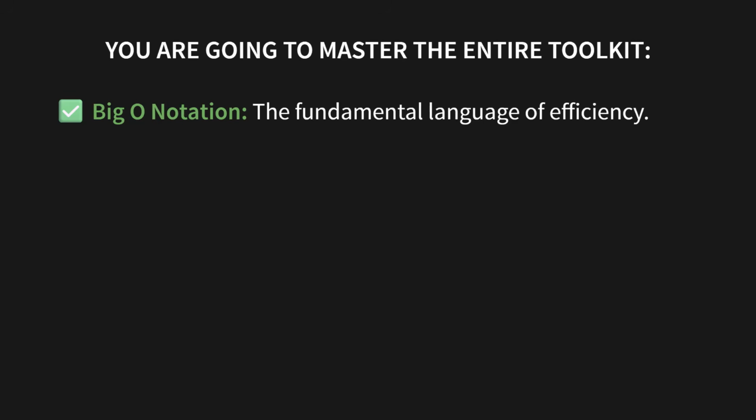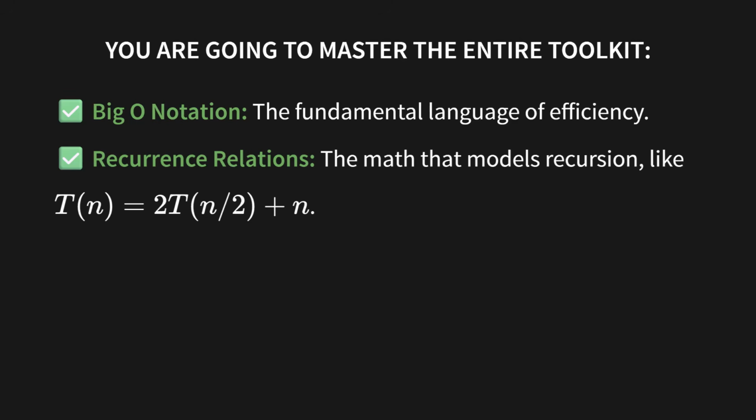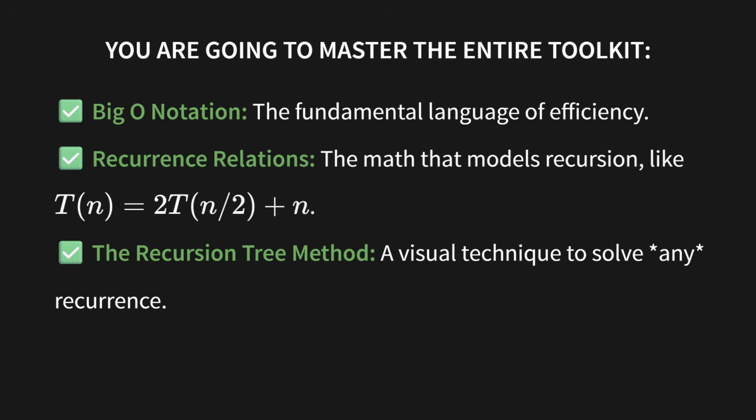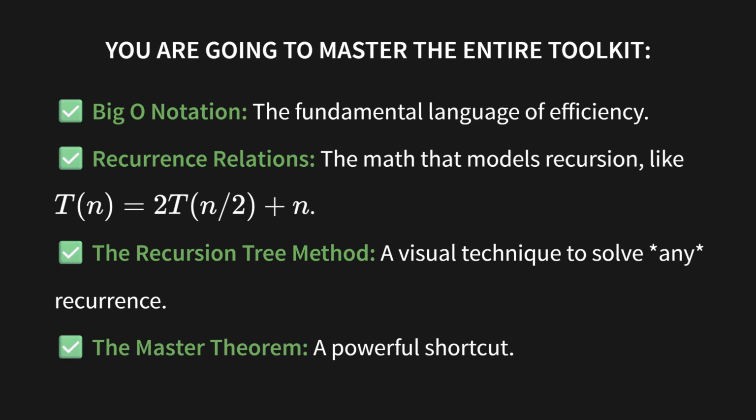You're going to master the entire toolkit. First, Big O notation, the fundamental language of efficiency. Then, recurrence relations, the math that models recursion, like T(n) = 2T(n/2) + n. We'll also cover the recursion tree method, a visual technique to solve any recurrence. And finally, the master theorem, a powerful shortcut.